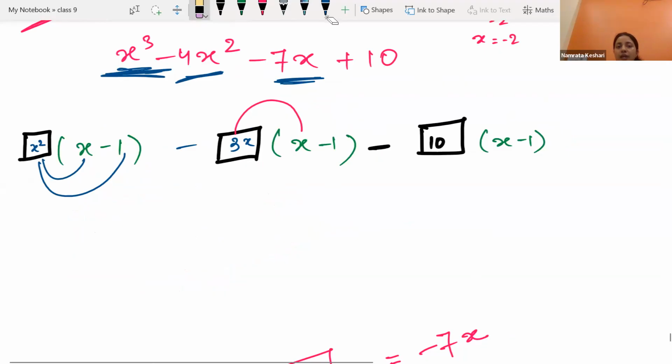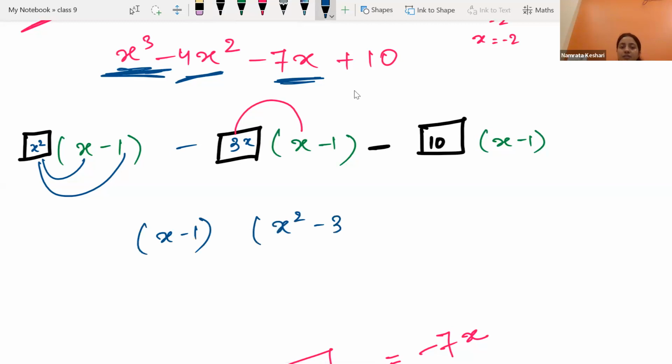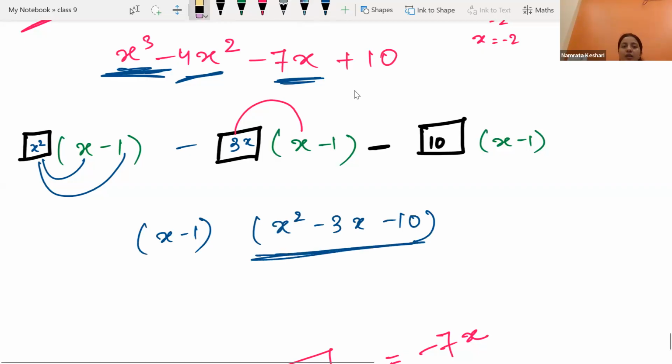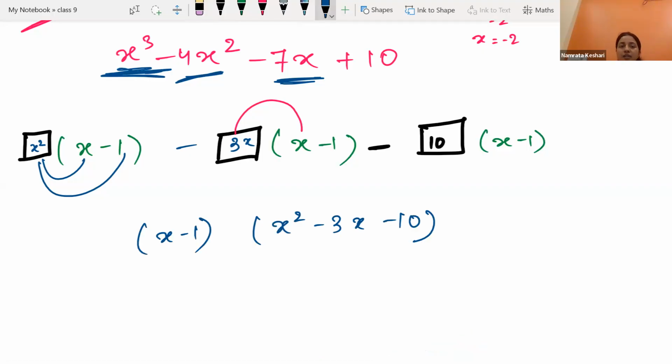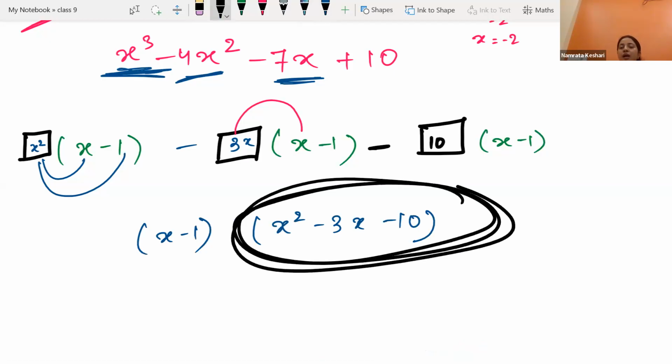We are having in one bracket x minus 1, in another bracket x square minus 3x minus 10, which can be done. Splitting the middle term we can do again for the second bracket. And we need to do it. Please do it: x square minus 3x minus 10. Please factorize it by splitting the middle term. Afia and LF, please do the circled one by splitting the middle term.